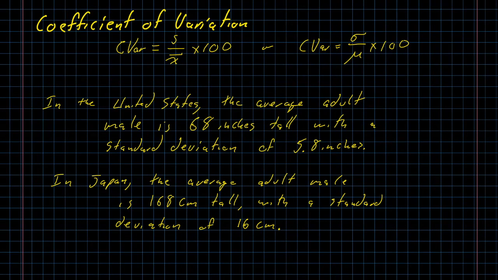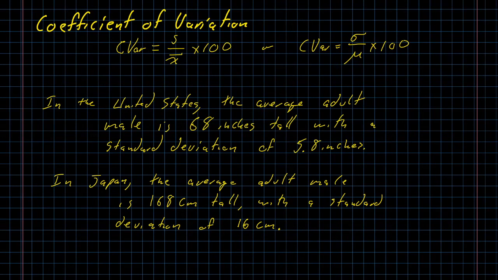Before I even read this out loud, I do want to stress that when I'm recording this video, this data is old, and this video may have been recorded sometime before you were watching it. So who knows if this has any bearing in current reality, but at one time in the United States, the average adult male was 68 inches tall, and the standard deviation of the heights of adult males was 5.8 inches. In Japan, the average adult male is 168 centimeters tall with a standard deviation of 16 centimeters.